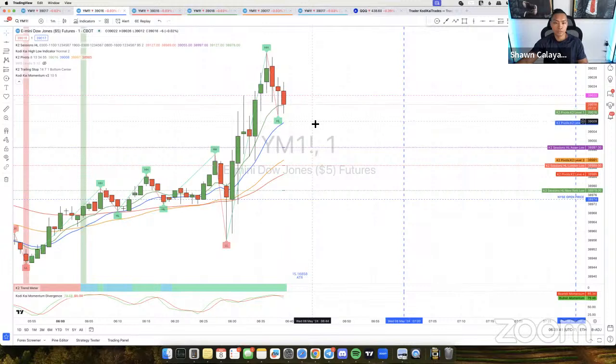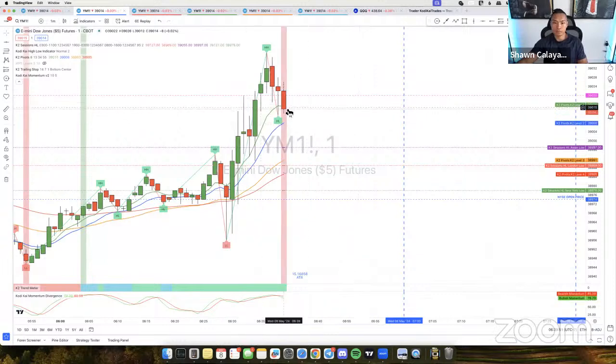It's just we got to watch out for these red flags. The red flags are typically going to be the things that we want to look out for and be careful for, because the market's all over the place.